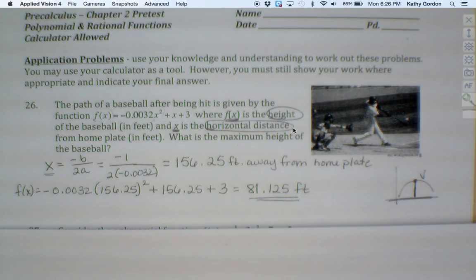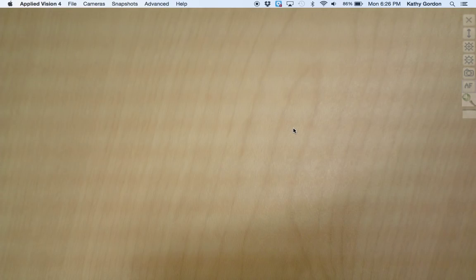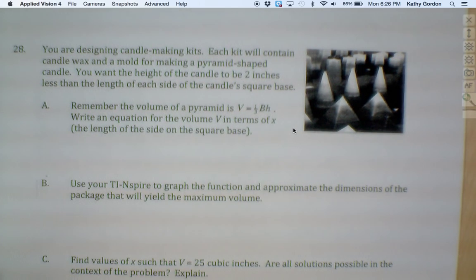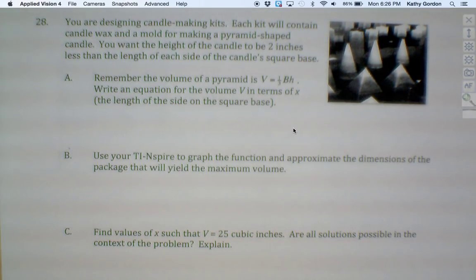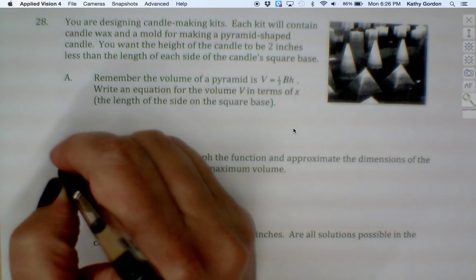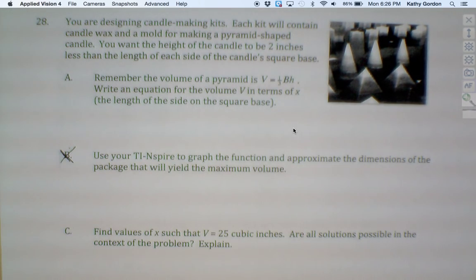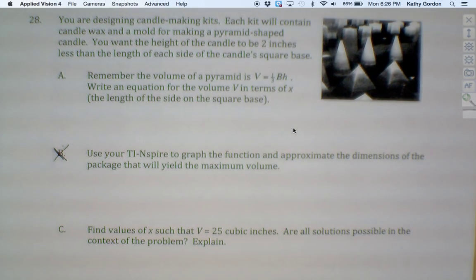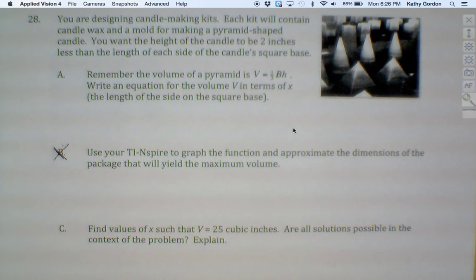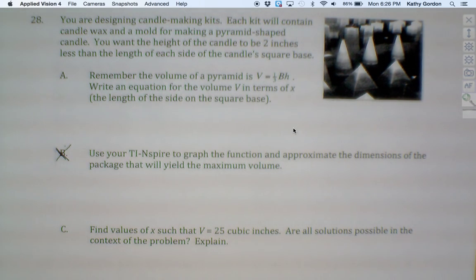All right, moving on to question 28. Remember, 27 is the one we're going to skip. So question 28. Now, if you remember, I asked you to omit part B because it was not written correctly for what I actually was hoping to do with that problem, so we just skipped it altogether. So we're really just interested in part A and part C.